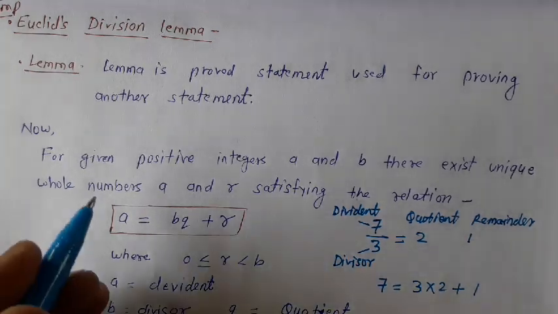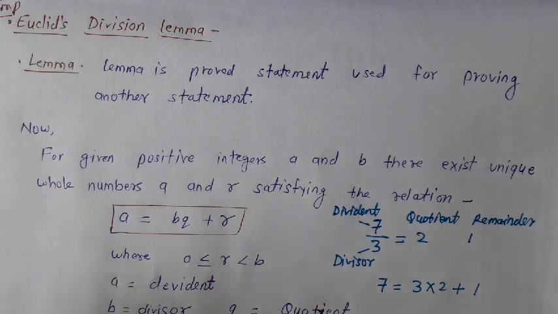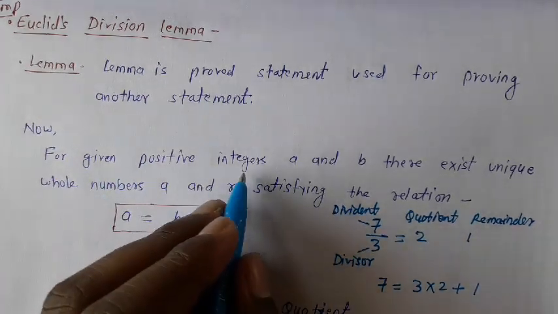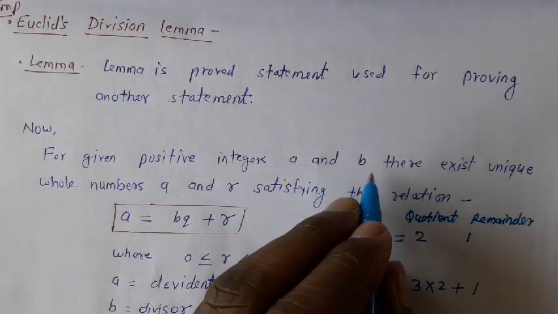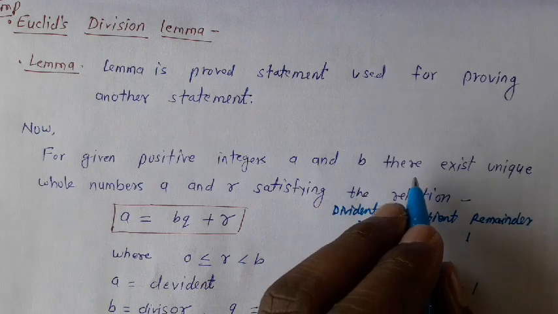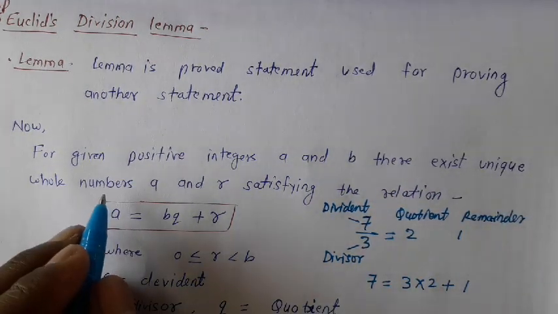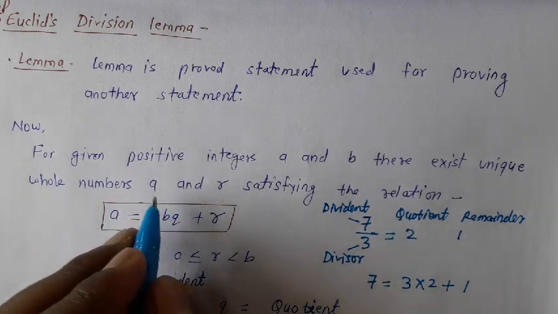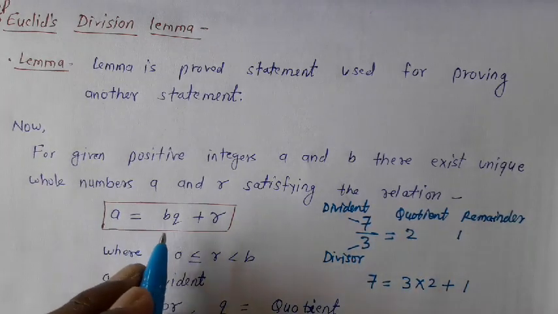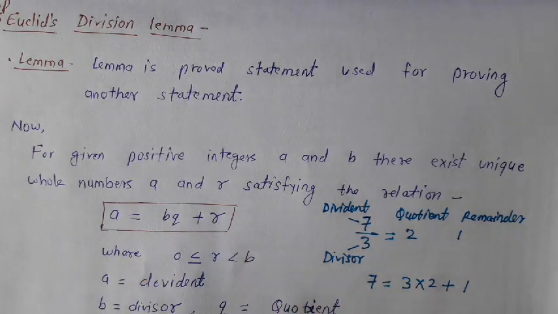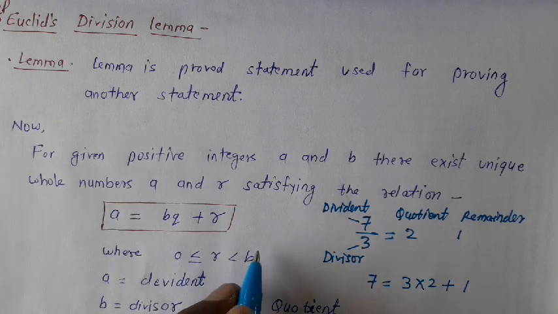Now the statement of Euclid division lemma is: for given positive integers a and b, which are any 2 positive integers, there exist unique whole numbers q and r satisfying the relation a equals bq plus r, where the value of r is greater than or equal to 0 but less than b.